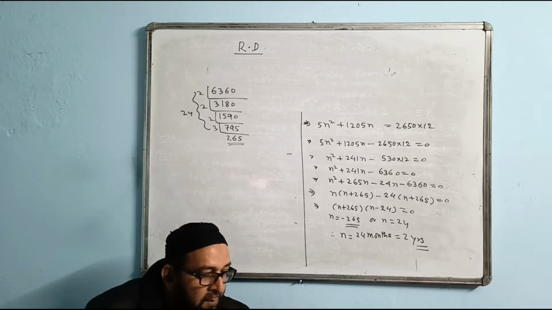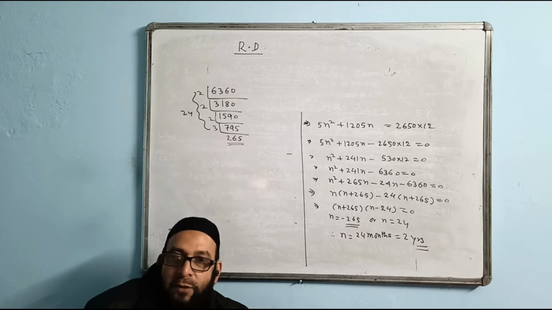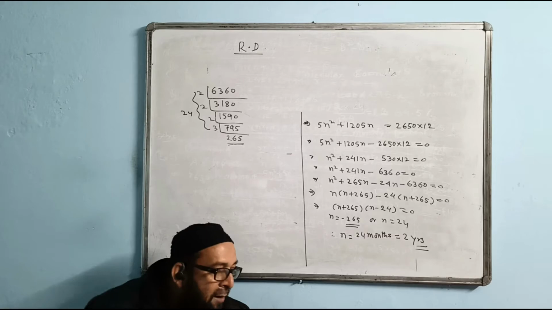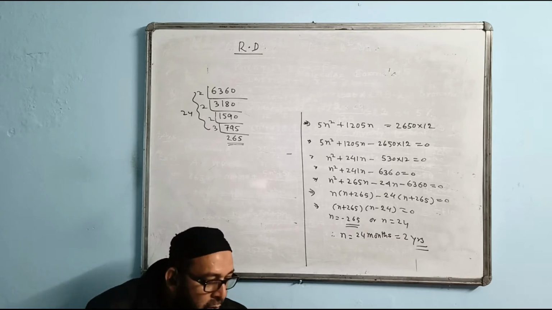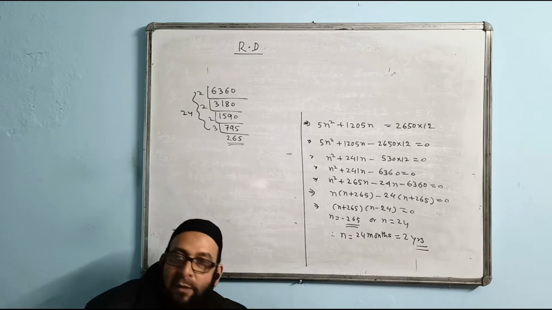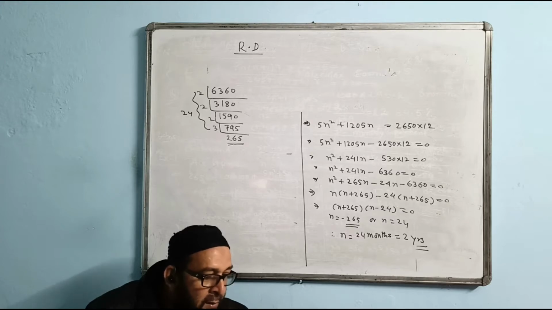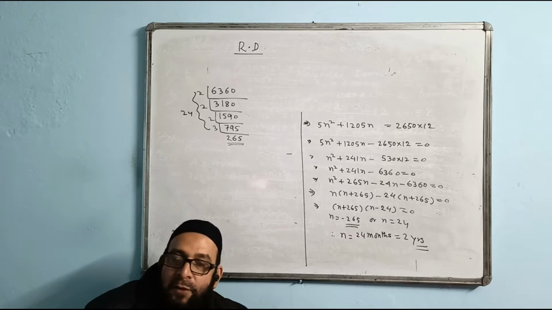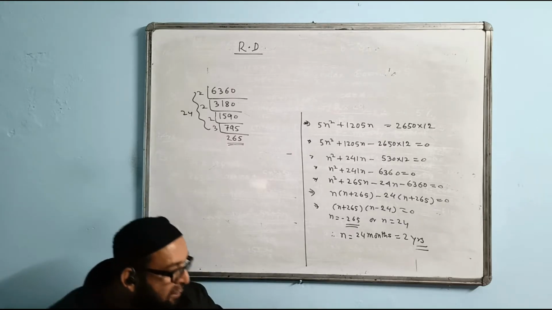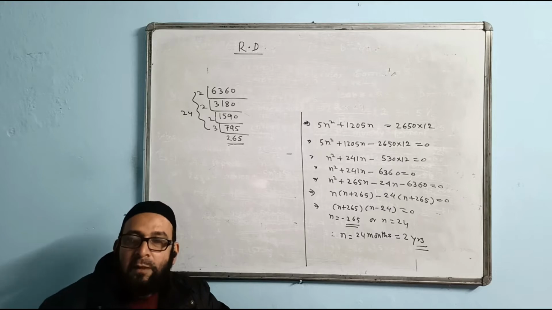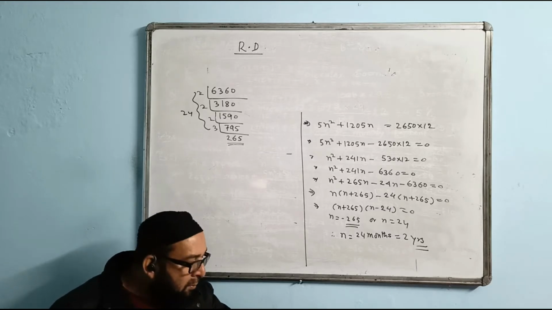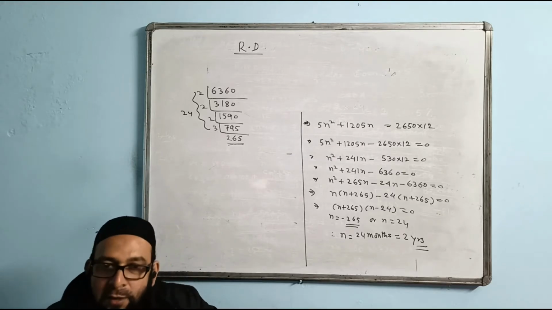For 12 months. Find the amount he will receive at the time of maturity, at the rate of 10% per annum. Yes. So that is the question.